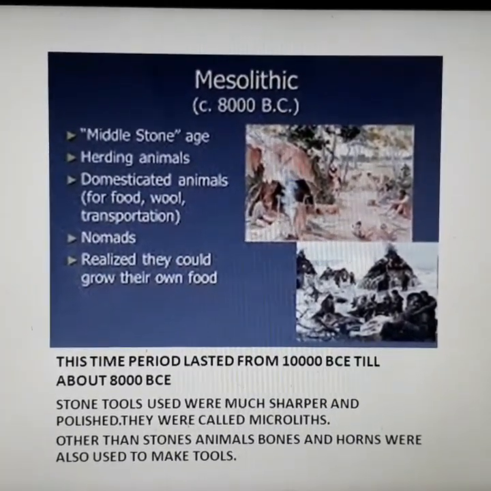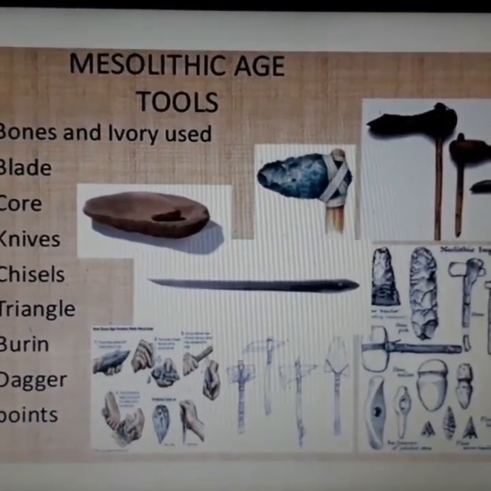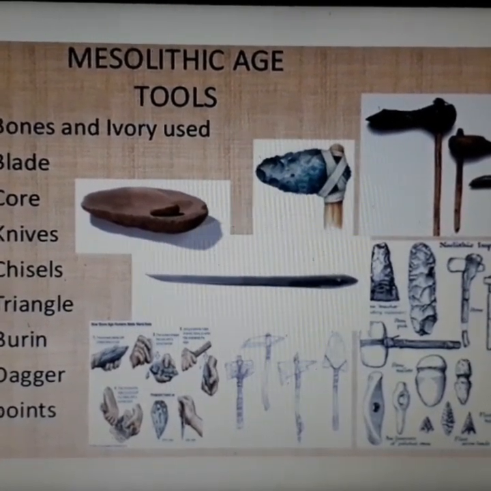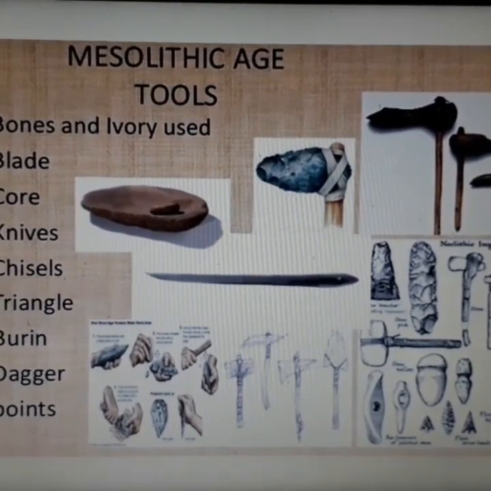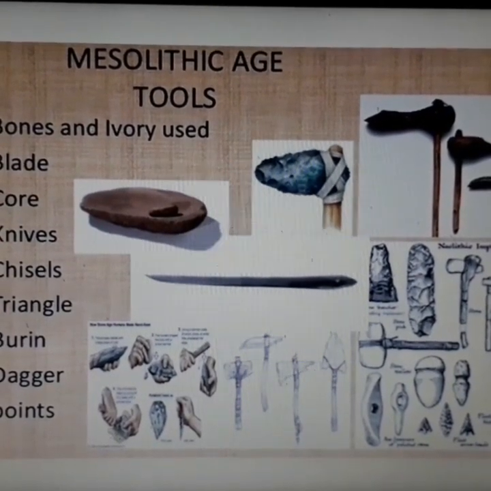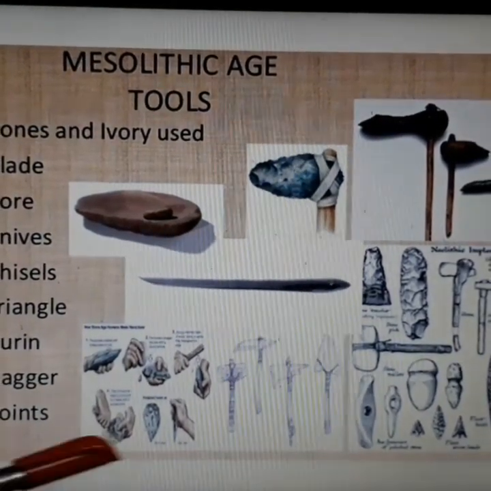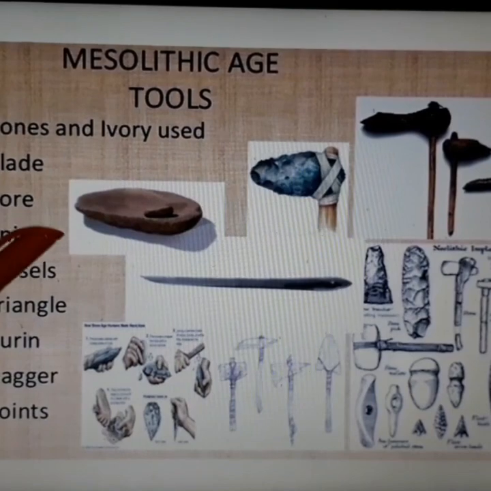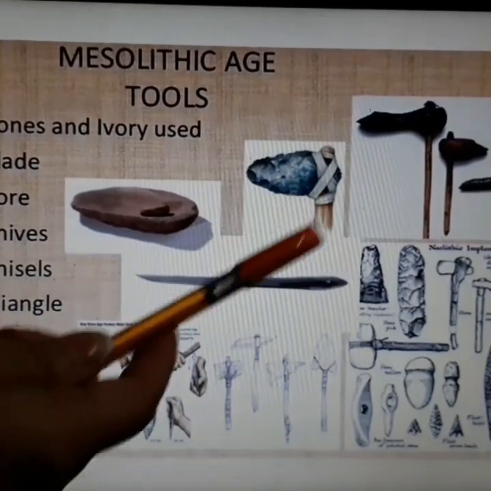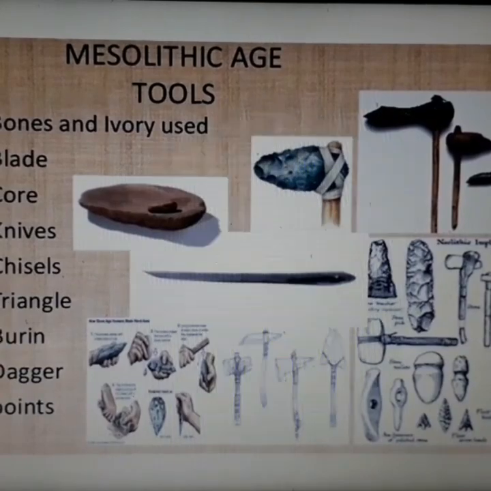Now let us see the tools that were used. Here the tools were somewhat sharper and polished. Not that much, but when we compare it to the Paleolithic Age, the tools are slightly advanced. Bones and ivory were used, and blade, cord, knives, chisels, triangle, burin, dagger, points. These are the tools they used, shown in the images. They started combining stone with the hammer and with wood, using wood to make a new tool. So some advancement happened during this Mesolithic Age.